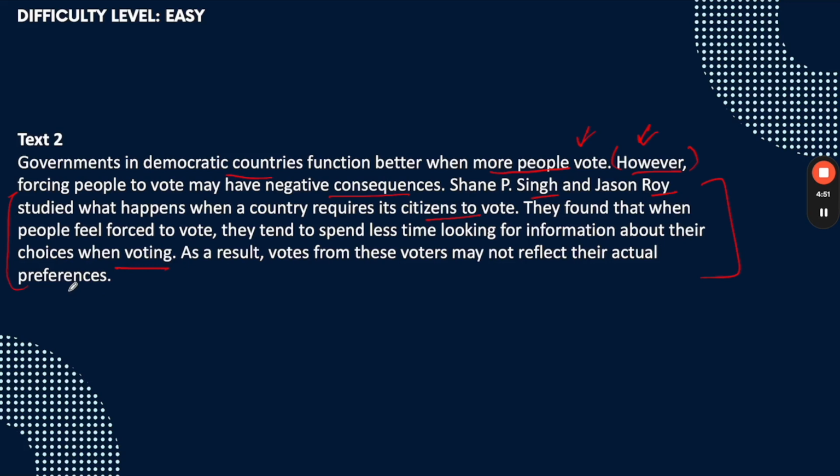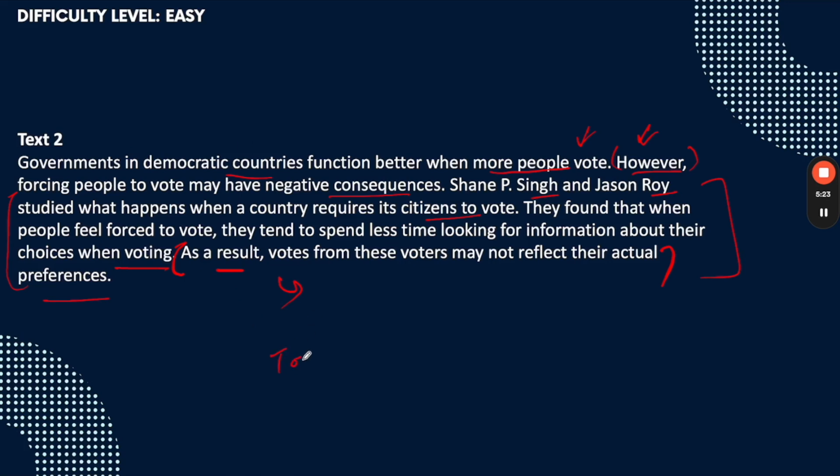So what did they find? They find that people are not spending a lot of time looking up information about who they want to vote for, right? They're not spending enough time because they don't want to vote. They're being forced to vote, right? As a result, votes from these voters may not reflect their actual preferences. So when people are forced to vote, their actual preferences are not going to be reflected in the result of the voting. So ultimately, what's happening? Ultimately, the country will not know what the citizens really prefer, right?